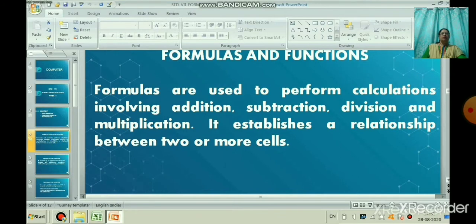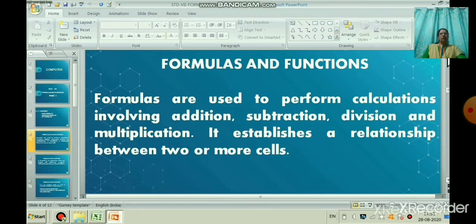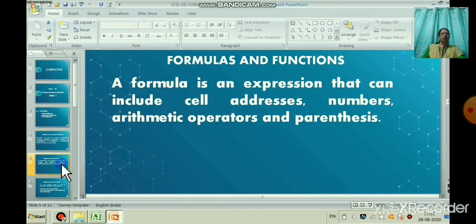What is formulas and functions? Formulas are used to perform calculations involving addition, subtraction, division and multiplication. It establishes a relationship between two or more cells. A formula is an expression that can include cell addresses, numbers, arithmetic operators and parentheses.